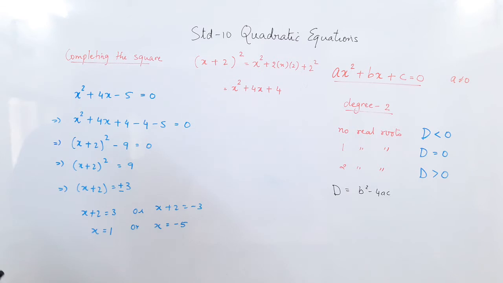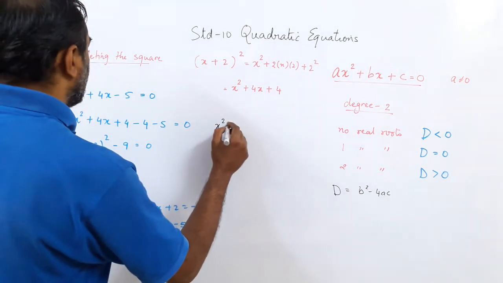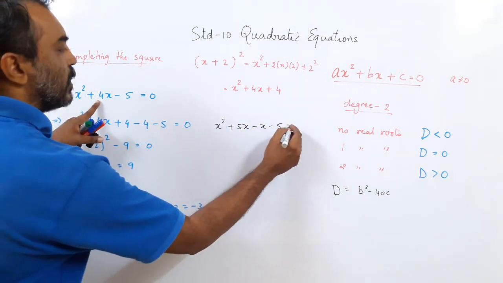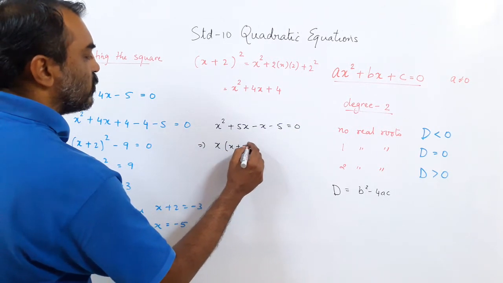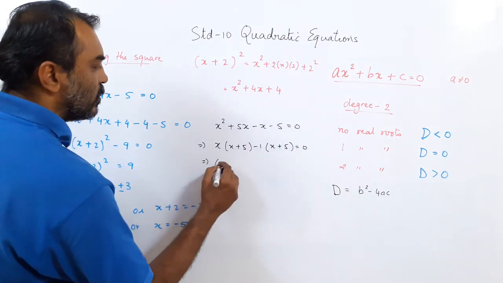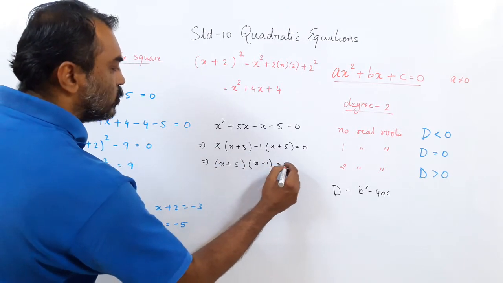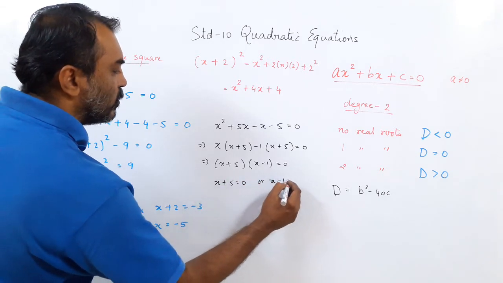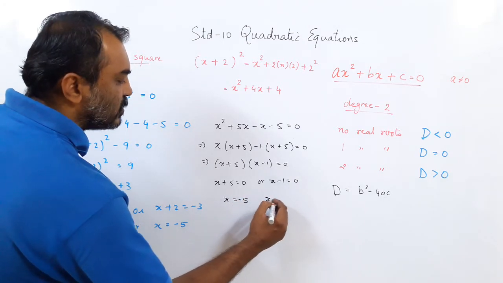Now I could get this by splitting the middle term also. You can see how. I will write this as x square plus 5x minus x minus 5 equal to 0, which implies x common, x plus 5, minus 1 common, x plus 5 equal to 0, which implies x plus 5 and x minus 1 equal to 0. So x plus 5 equal to 0 or x minus 1 equal to 0. If x plus 5 equal to 0, x equal to minus 5, here x equal to 1.